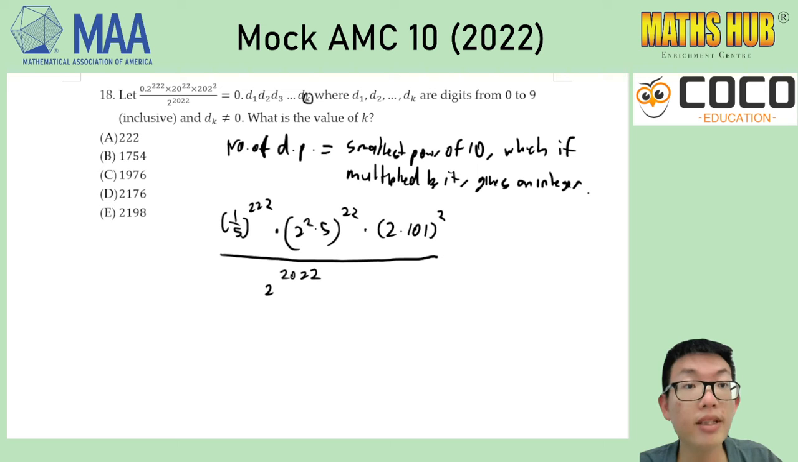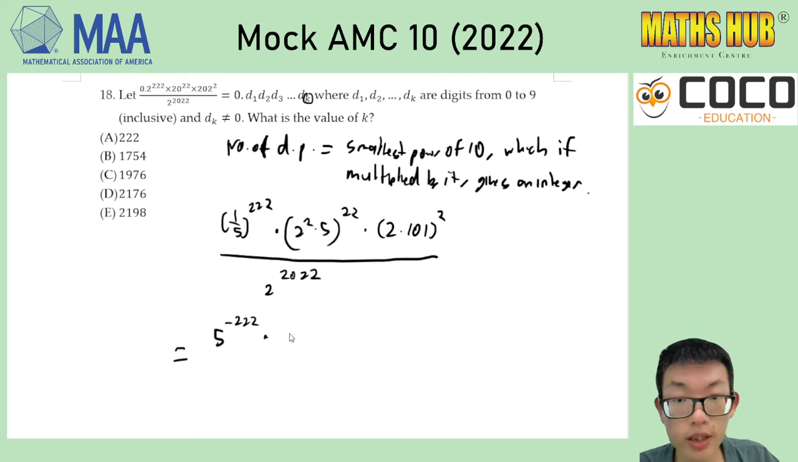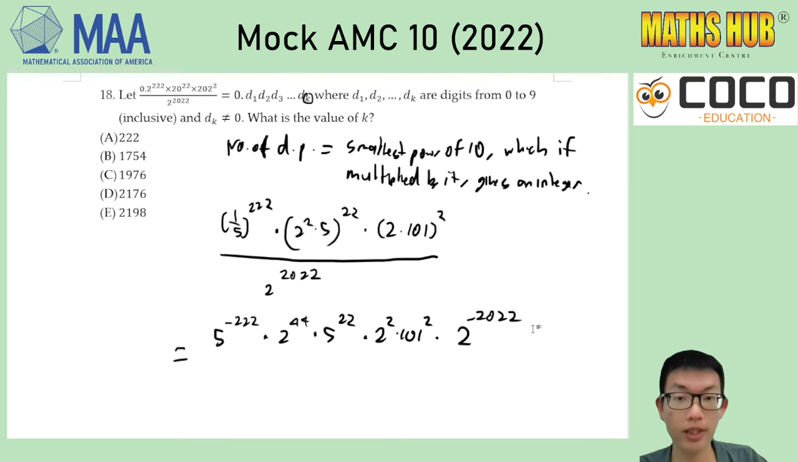Now what do I want to do here? I want to write the 1/5 as 5 to the negative 1. So I get 5 to the negative 2022. 2 squared to the 22 is 2 to the 44. 5 to the 22, another 2 squared, a 101 squared, and I guess I'll put it here, 2 to the negative 2022. So let's combine this stuff together.